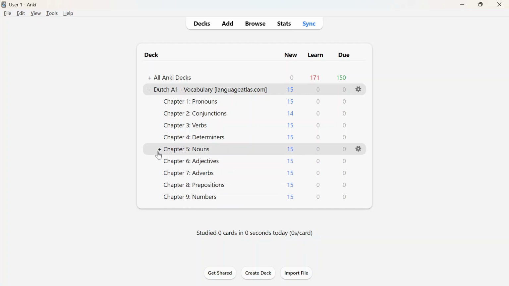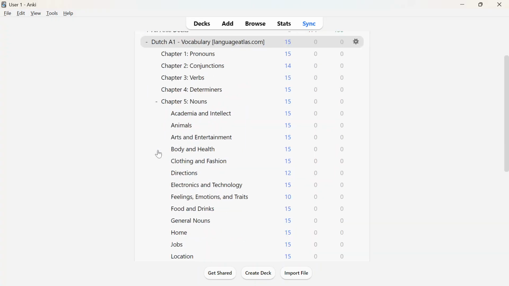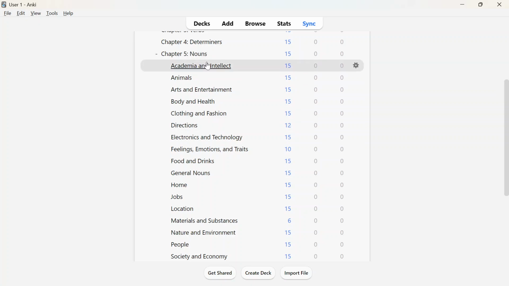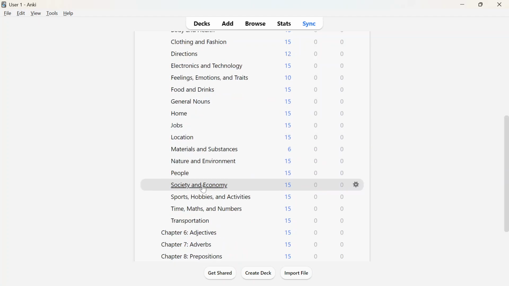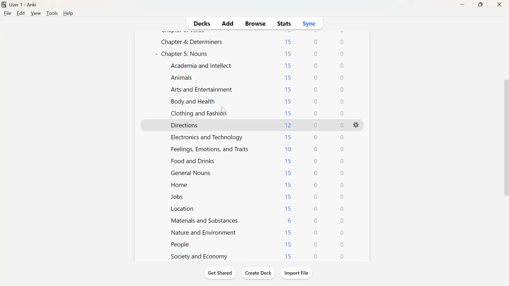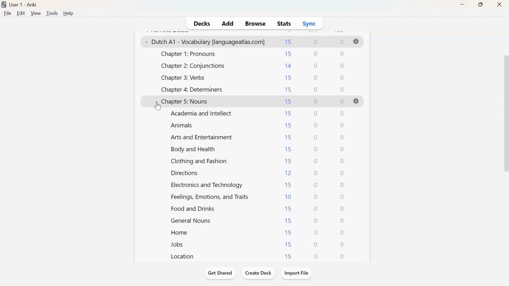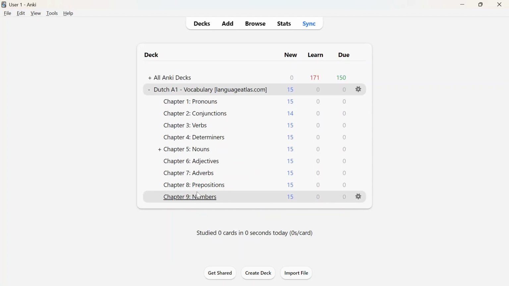Now in front of Chapter 5 nouns, we see a little plus icon. If I click on it, you would see that there are subdecks inside it, 20 to be precise. What I've done is that I've categorized nouns by theme, and I've made a deck for each and every theme. So it ranges from academia and intellect, to directions, to home, to society and economy, all the way to transportation. Whenever you wish to practice a certain theme, you're able to do so. That was it for my first point, to show the course structure.